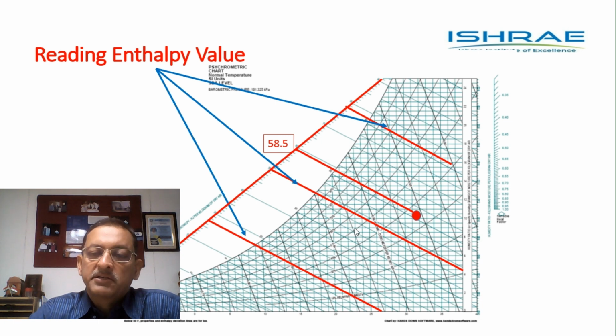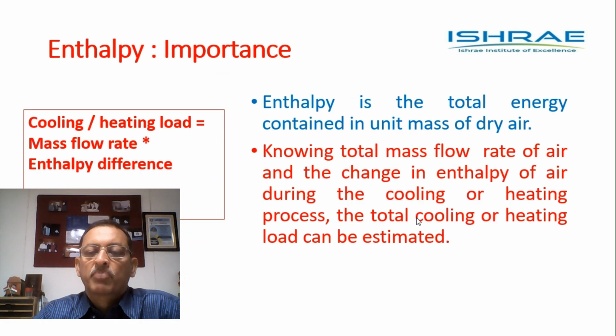And then how do we read it? In case we have been given a point, this red dot, let's say that this is the sample point that we are interested in, and we want to read what is the enthalpy here. What is the amount of energy content at this point? What we need to do is draw a line that is parallel to these constant enthalpy lines and extend this particular line to the scale that we have for enthalpy. And here we can read that the value is 58.5. That means the enthalpy at this particular point is 58.5 kilojoule per kg of dry air. That is, the sum of sensible heat and latent heat at this given point is 58.5 kilojoules per kg of dry air. Enthalpy is the total energy content in unit mass of dry air.